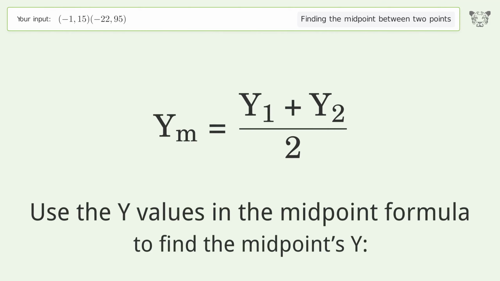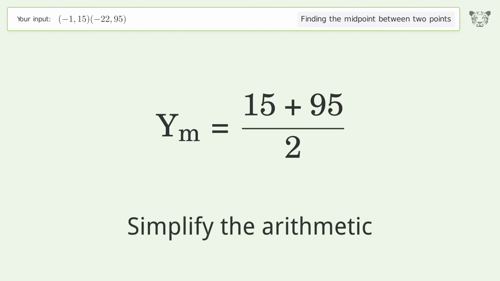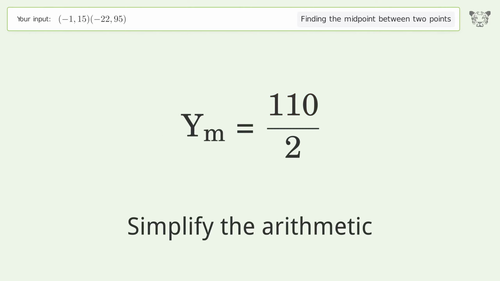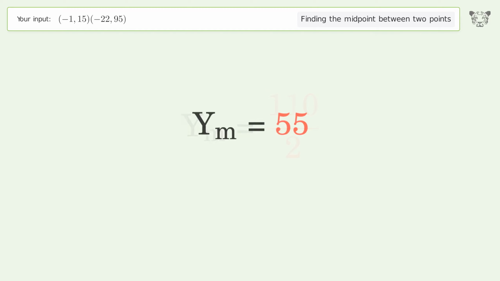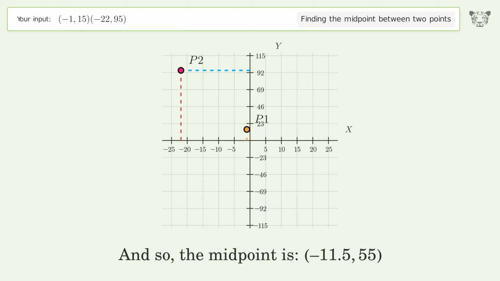Use the y values in the midpoint formula to find the midpoint's y. y1 equals 15. y2 equals 95. Simplify the arithmetic. And so, the midpoint is negative 11.5, 55.